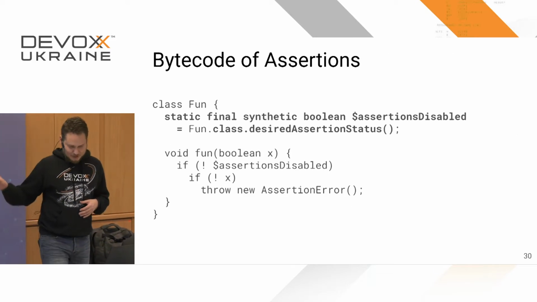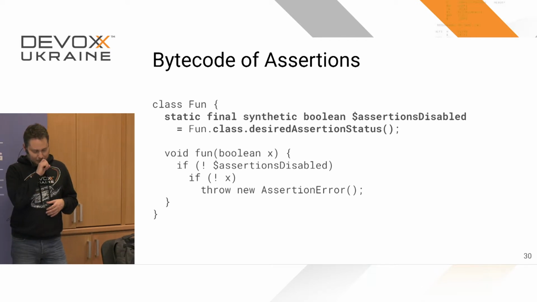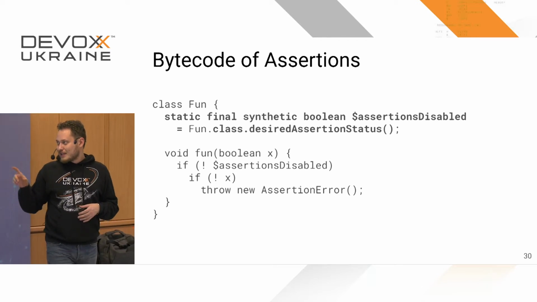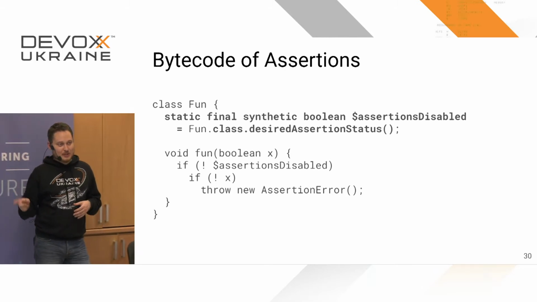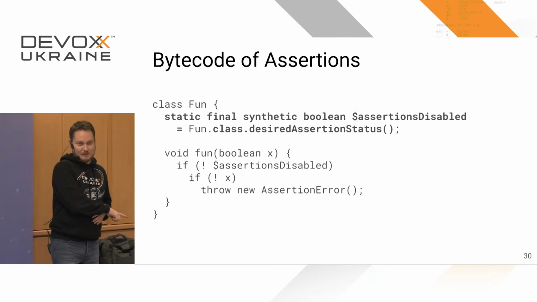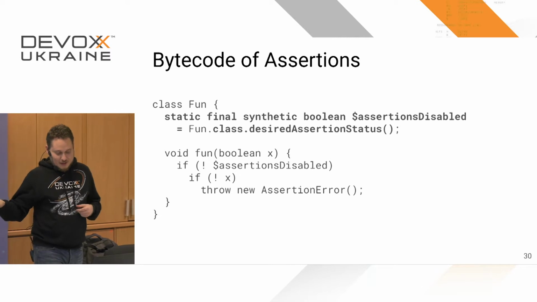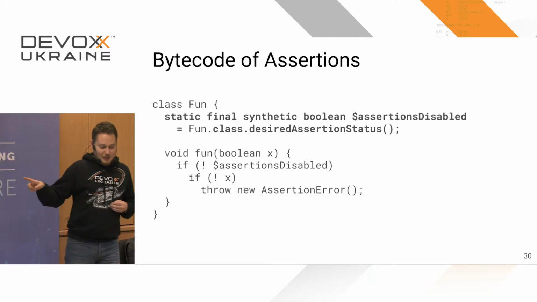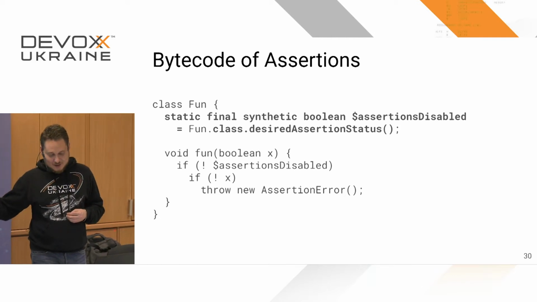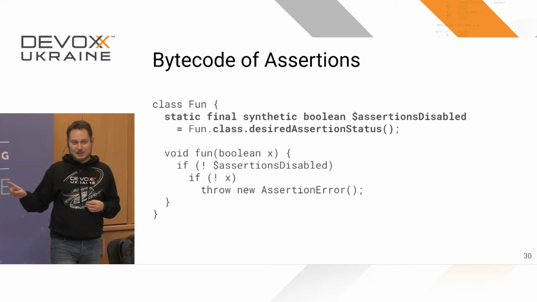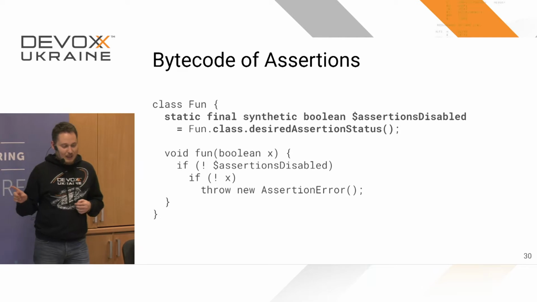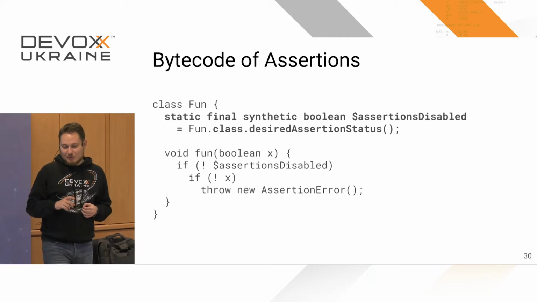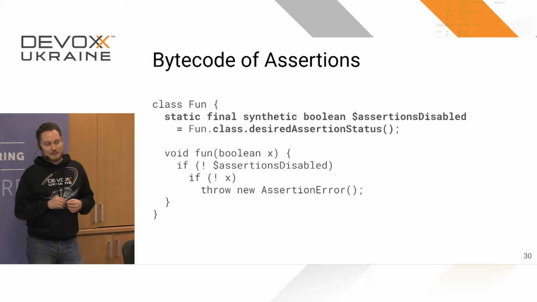Basically, to make your life a little bit simpler, we are going to see something like this. We are going to see that the class contains a new field which is not present in the source code. And we are going to see that there are 2 checks of conditions. One check looks at the field, the other check looks at the actual conditions that we wrote. Why does this happen? Why did the Java compiler implement assertions like this?